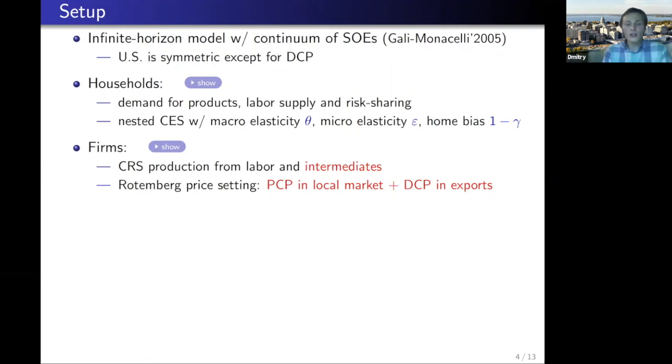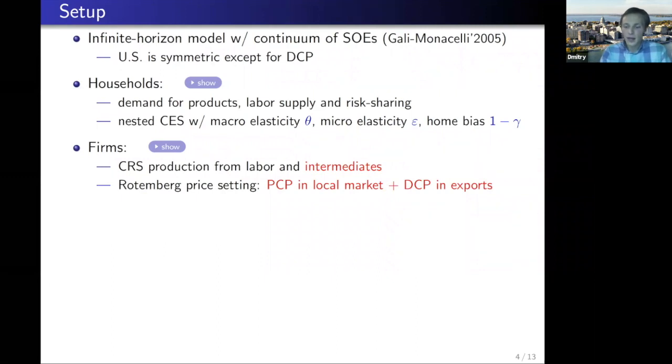The interesting part and less conventional ingredients come from the firm side. In particular, we assume that there's a constant returns to scale production technology, which combines labor and intermediate goods. And we assume that there is Rotemberg price adjustment costs which generate nominal rigidities, and firms choose producer currency pricing in the local market, and they use dollars in the export market. So in all foreign markets, they set prices in dollars. For now, we're taking this currency of invoicing as given, as exogenous, and I will talk later about endogenizing these decisions of firms.